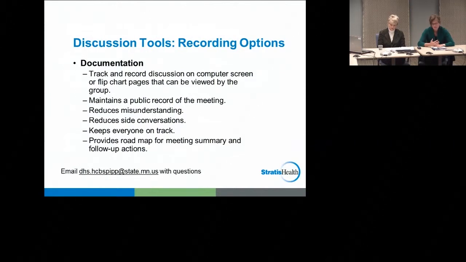Tracking and recording the discussion can either occur, if you have the electronic capability, right there in the room with you on a computer screen as you go along, or it can be as simple as a flip chart page where you're highlighting the key options and decisions and noting the votes that were taken. But either way, it must be a public record of the meeting. By public, it doesn't necessarily mean to the greater community, although in some cases that might be appropriate. By public, it means to the rest of your organization or to your partners. You want quality improvement work to be as transparent as possible. It really helps to reduce misunderstanding and gain support for what you're trying to accomplish.